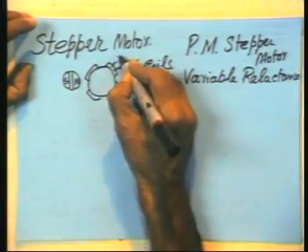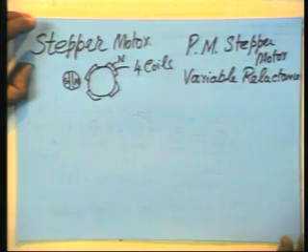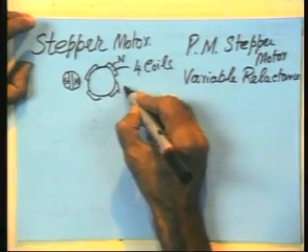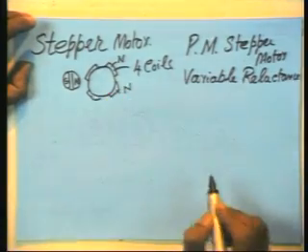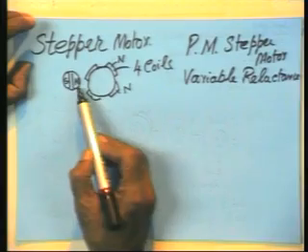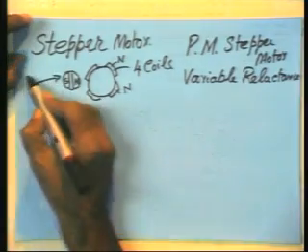But this could be either north or south, depending on how you push in the current, north or south. Similarly, this also could be north or south. This also could be north or south. Remember, mind you, this is a permanent magnet rotor. So this is a rotor.